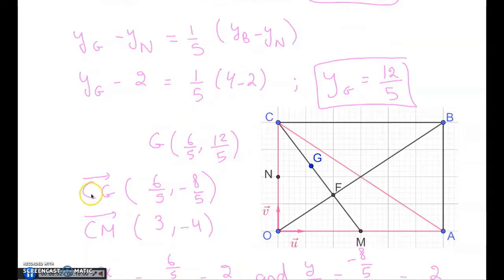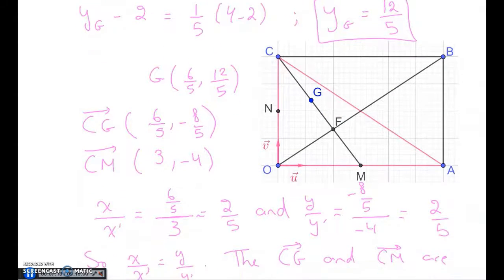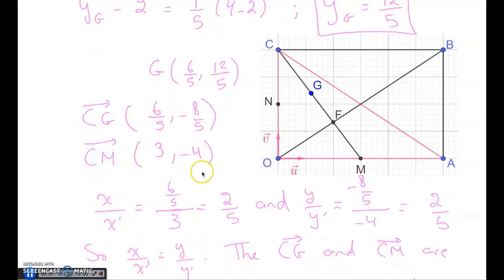Okay, so find the components of CG, find the components of CM: XG minus XC, YG minus YC, XM minus XC, YM minus YC. Doing the calculations, you get these 2 vectors. Now, to check that these 2 vectors are collinear, you can use XY prime minus YX prime equals 0, or you can show that X over X prime is equal to Y over Y prime. Here I chose this method because everything is non-zero, so I can divide. So 6 over 5 over 3 is 2 over 5. Minus 8 over 5 over minus 4 is also 2 over 5.